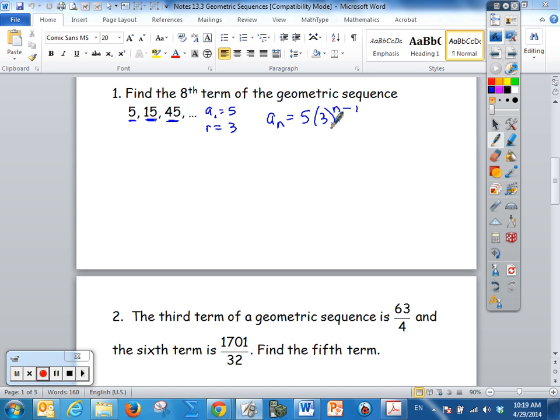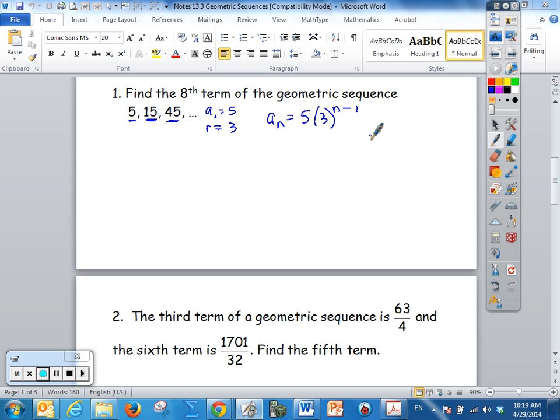Because this exponent applies only to the 3. It applies to what it's touching. It doesn't apply to the 5. Okay? So that's why it's right outside there. Okay? All right. So that is our formula.